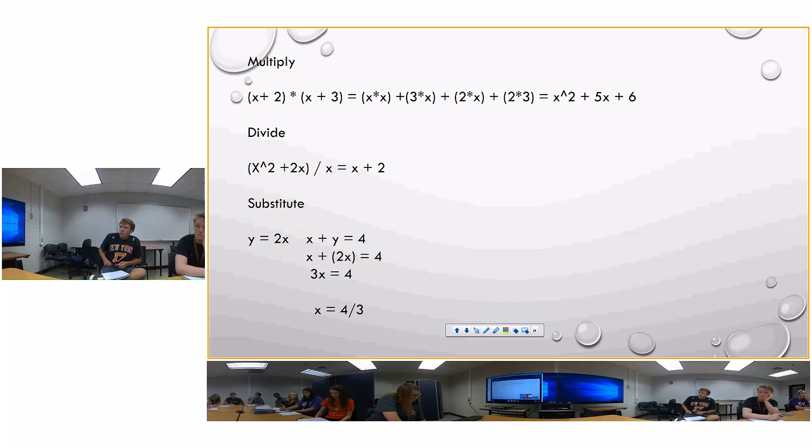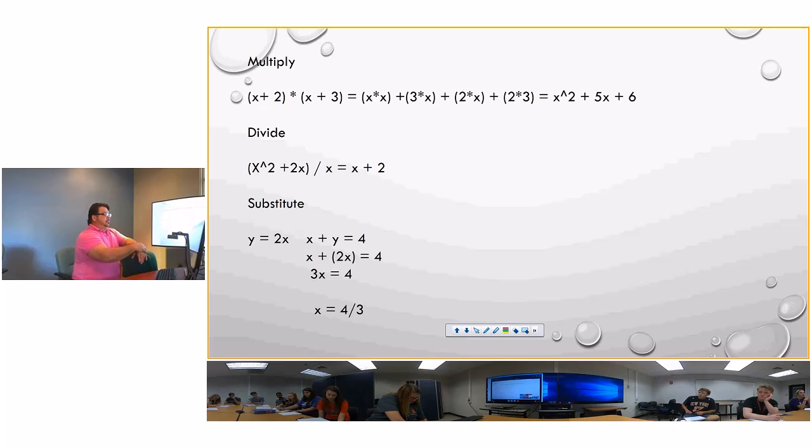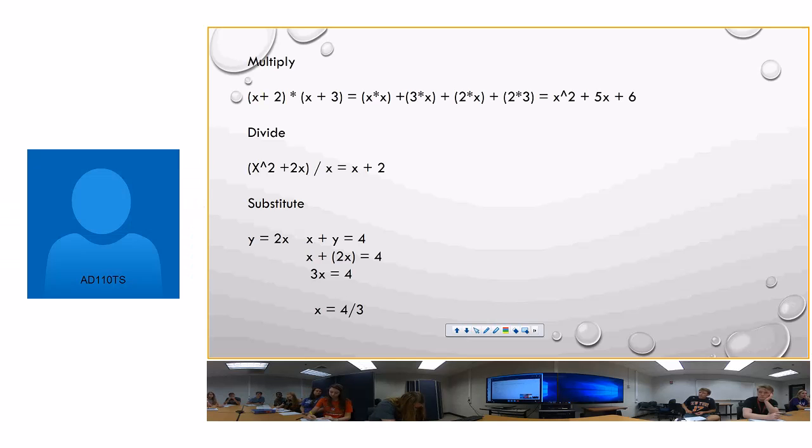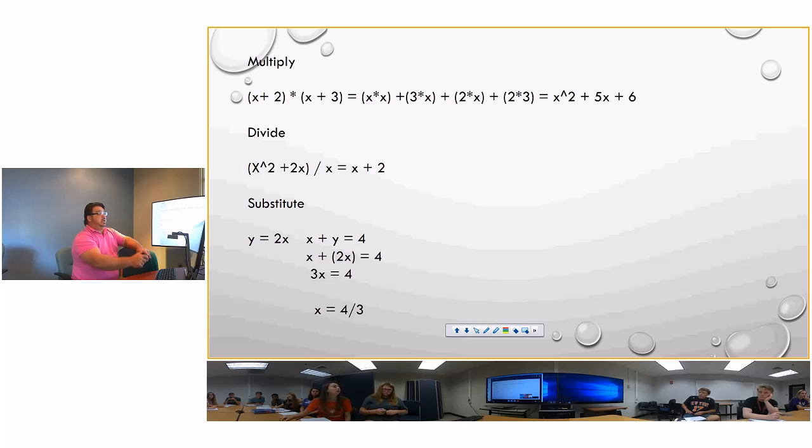Multiplying in pre-algebra. This is when you use the distributive law or the FOIL method. x times x is x squared. x times 3 is 3x. x times 2 is 2x. 2 times 3 is 6.